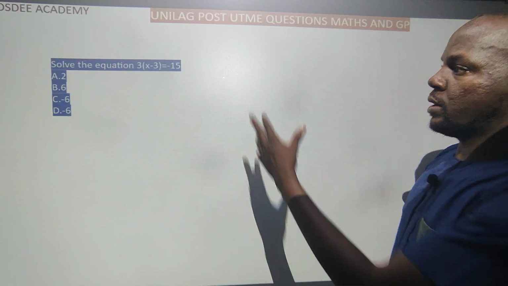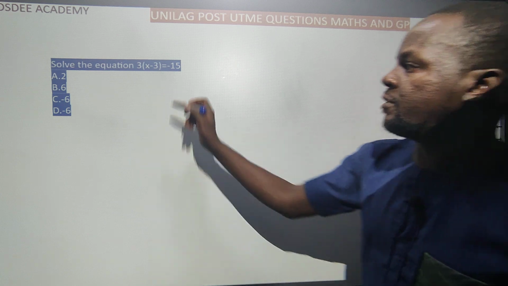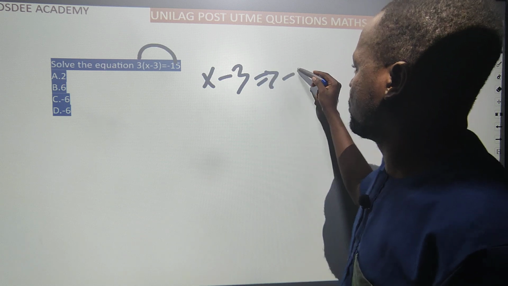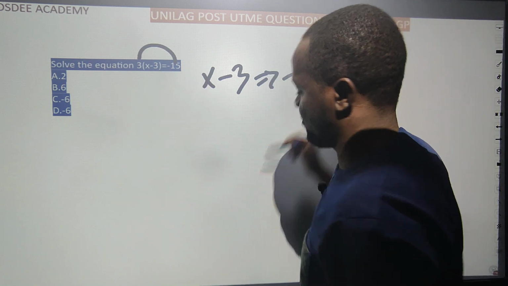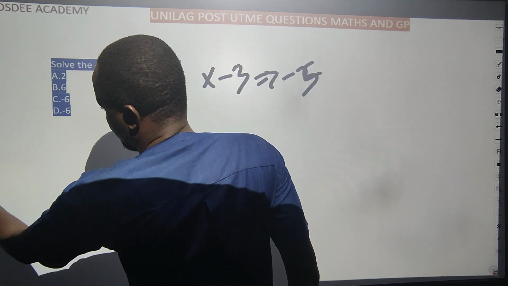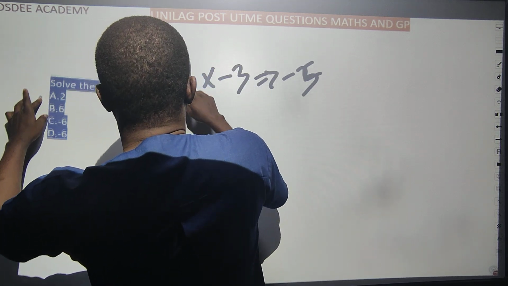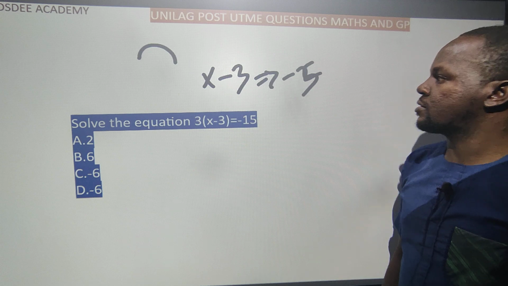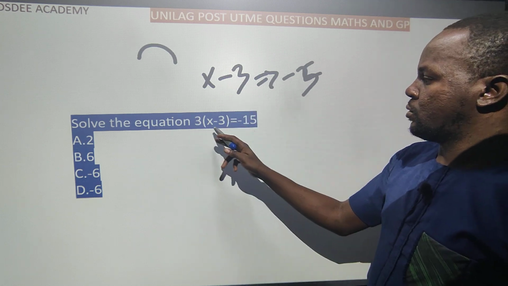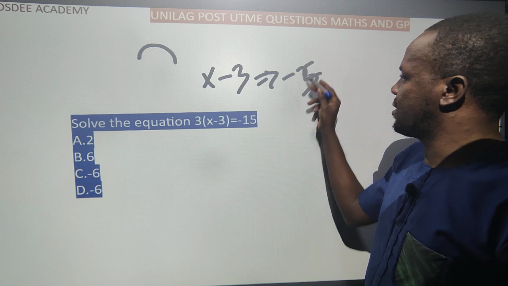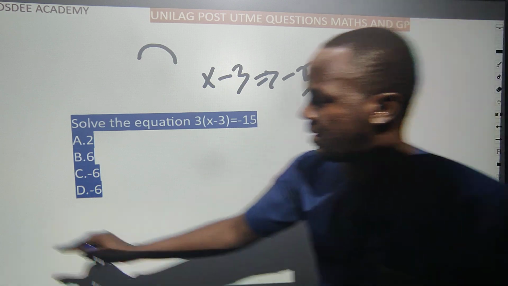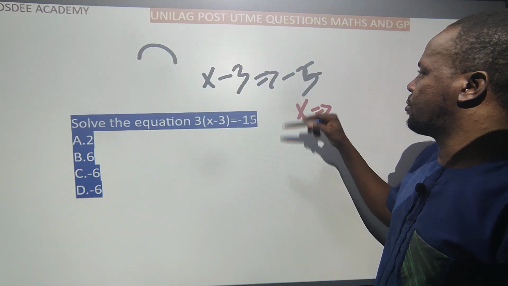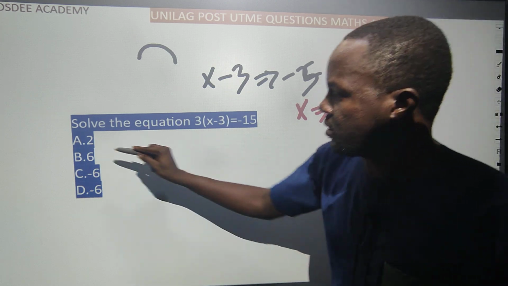I think this is a basic equation that everybody should be able to solve. Divide both sides by 3. When you divide both sides by 3, you have x minus 3 is equal to minus 5. If you cannot see it, let me help you expand it. That is the question. What I did first is I divided through by 3. So 3 divided by 3 cancels 3 out. Minus 15 divided by 3 is minus 5. So x will now be equal to minus 5 plus 3, and that's minus 2.